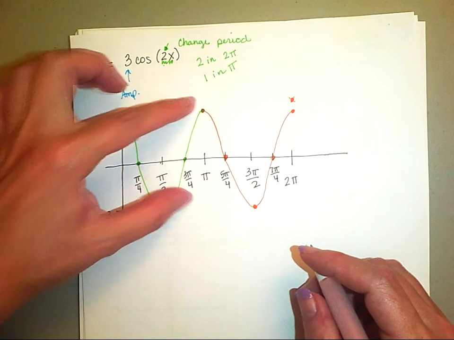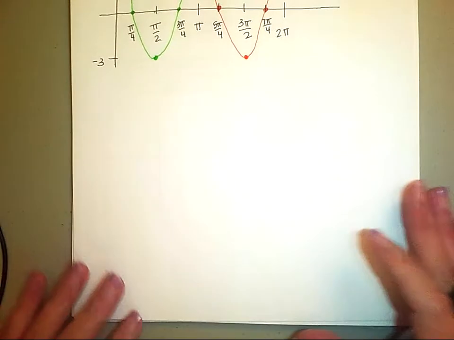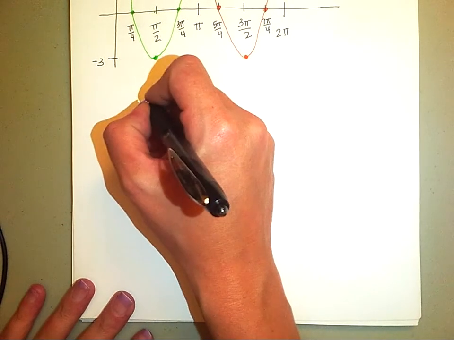Our amplitude here is 3. Okay, so that's kind of the basic changes. So let me give you the generic form of a sine wave. Okay. Let's just take a new piece of paper.